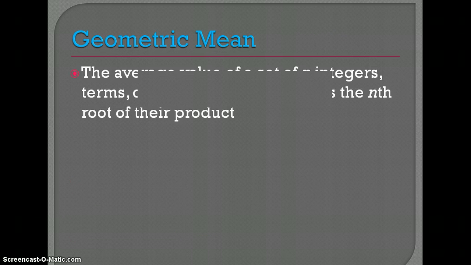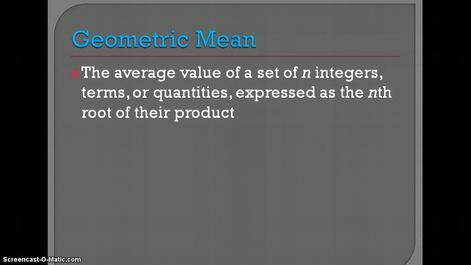Geometric mean. Geometric mean is the average value of a set of n integers, terms, or quantities expressed as the nth root of their product.